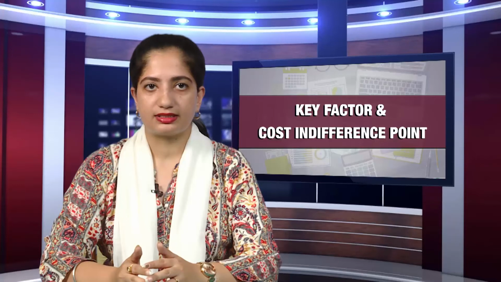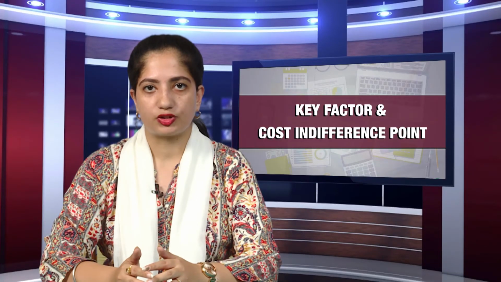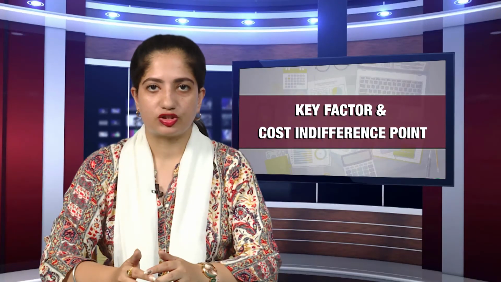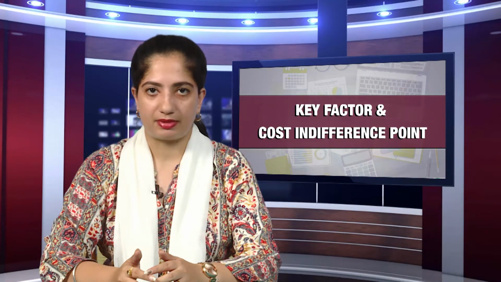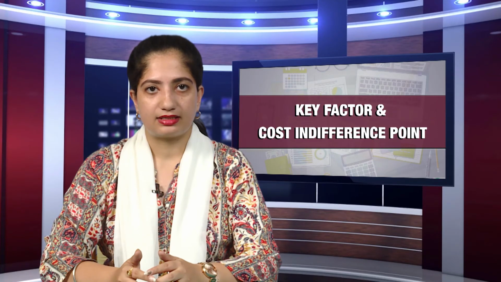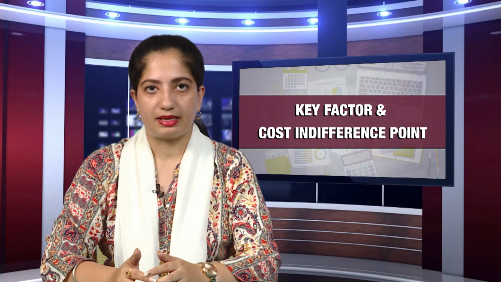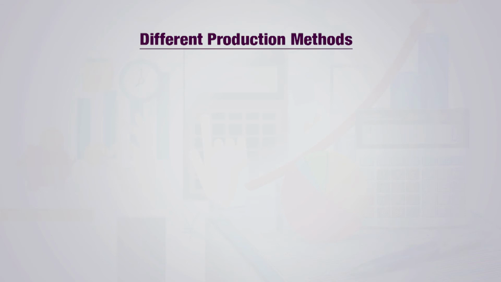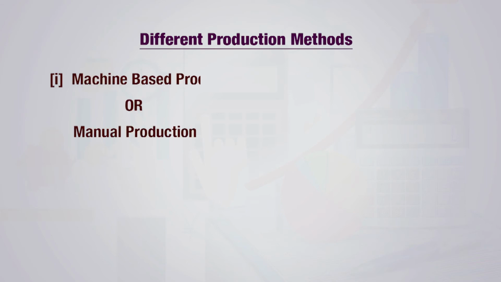Under management accounting subject, the selection of best option is done from different available options. Example, in capital budgeting, there are 3 plans which can be implemented, but only one plan is required to be selected. In this case, an appropriate technique of capital budgeting, that is payback period method, rate of return method, net present value, etc. will be applied and plan will be selected. At the same time, there can be different production methods. Number 1, machine-based production or manual production.